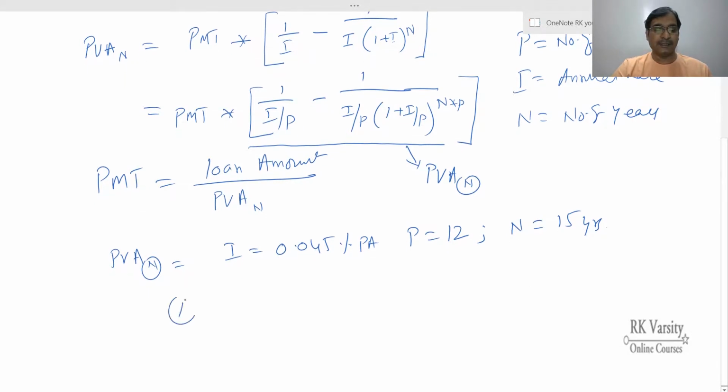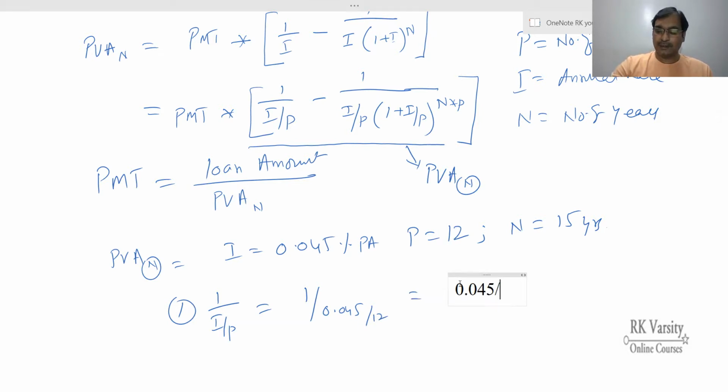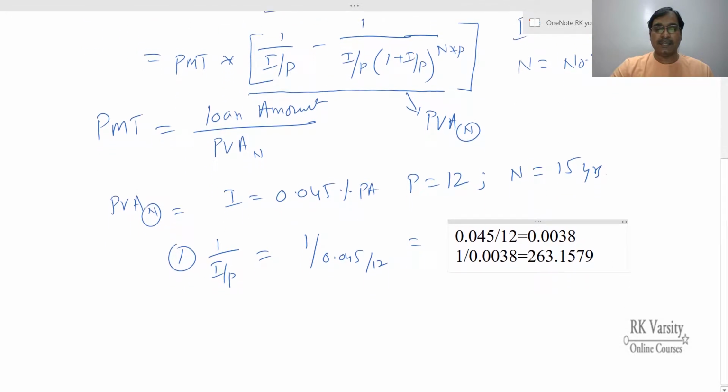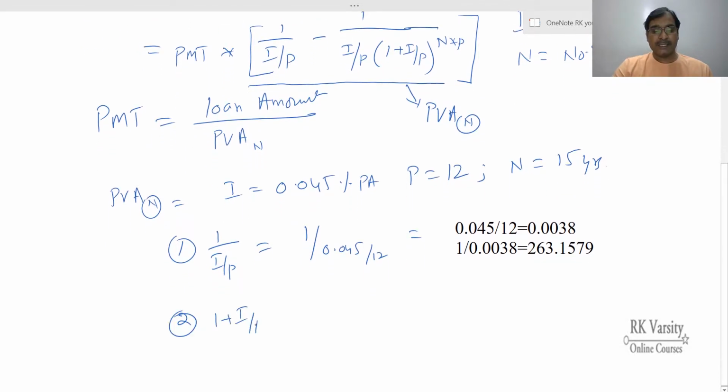Stepwise we'll calculate. In the first step, 1 by I upon P. This equals 1 divided by 0.045 by 12. We calculate this separately so that we can use it in other places also. So 1 by 0.0038 gives you 263.1579.